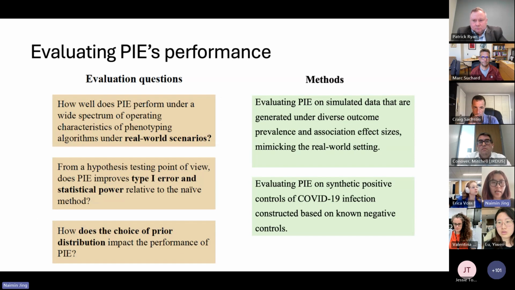In our paper, we aim to evaluate the performance of PIE under a wide spectrum of real-world scenarios. In addition to bias reduction, we want to study how PIE improves type 1 error and statistical power, and also how the choice of the prior distribution impacts the performance of PIE. To answer these questions, we conduct simulation studies under different settings where we try to mimic the real-world setting. In addition, we evaluate PIE on synthetic positive controls on COVID-19 infection constructed based on known negative controls.